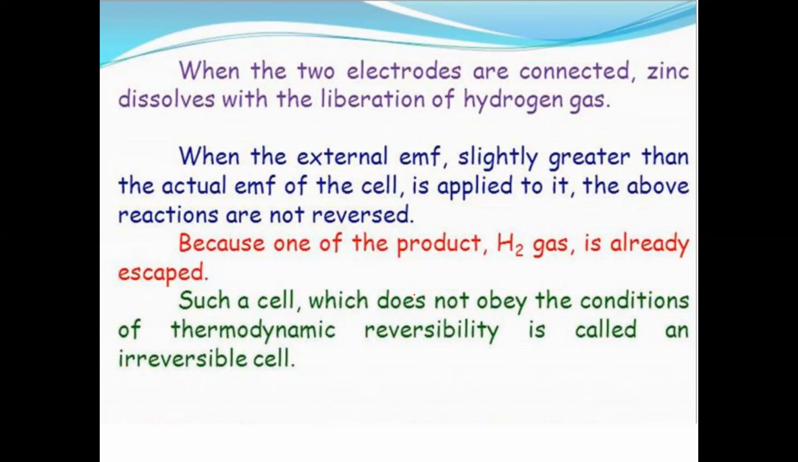So when an external EMF slightly greater than the actual EMF of the cell is applied to it, the above reaction is not reversible, because one of the products, that means hydrogen, has already escaped from the reaction. So then we cannot make the reaction reversible. Such a cell which does not obey the conditions of thermodynamic reversibility is called an irreversible cell. So these are known as reversible and irreversible cells.